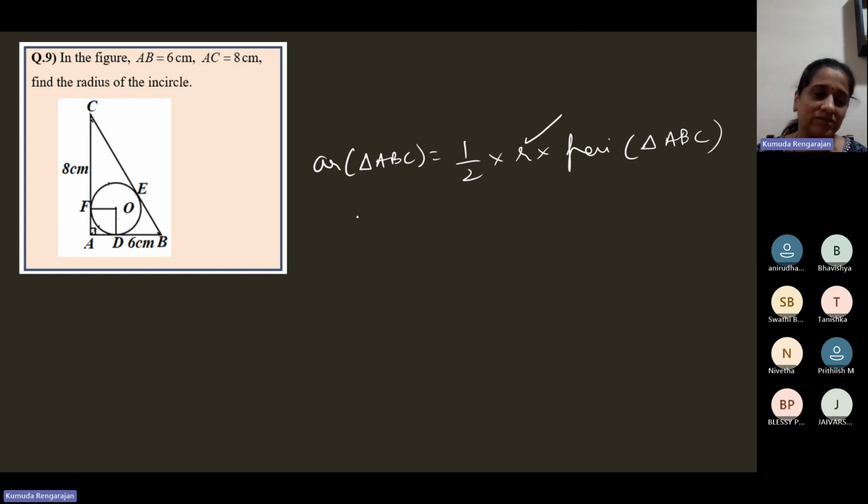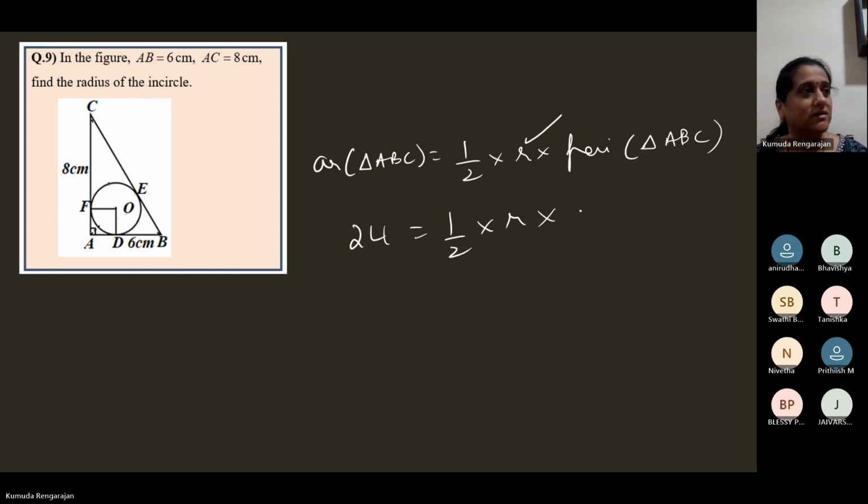So what's the area of triangle ABC? Half base into height, half into 8 into 6, right? So that is 24, equal to half into R, which we don't know, into perimeter. What's the perimeter? 24. Don't think we'll always get 24 on either side, meaning the same numbers. In this case, it's the same. It cancels, and you can see R is equal to 2. You can also use this formula.